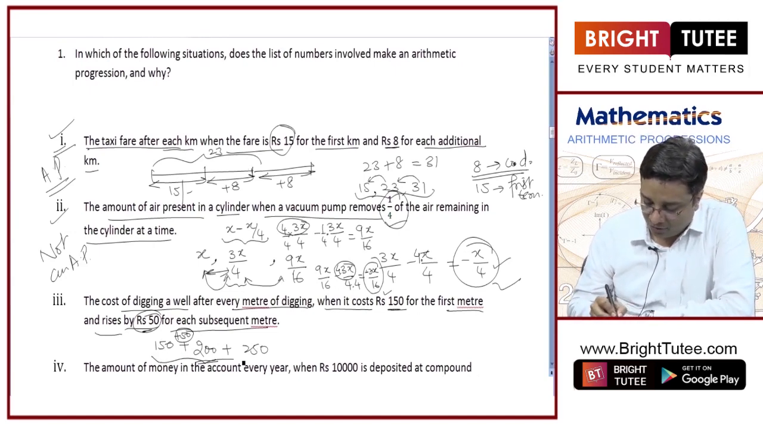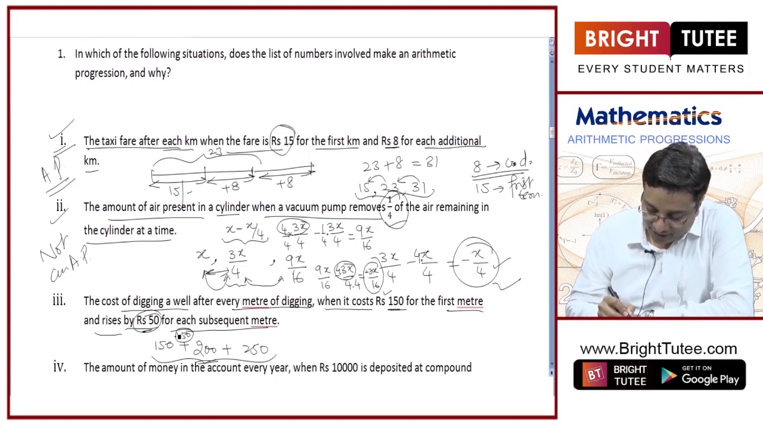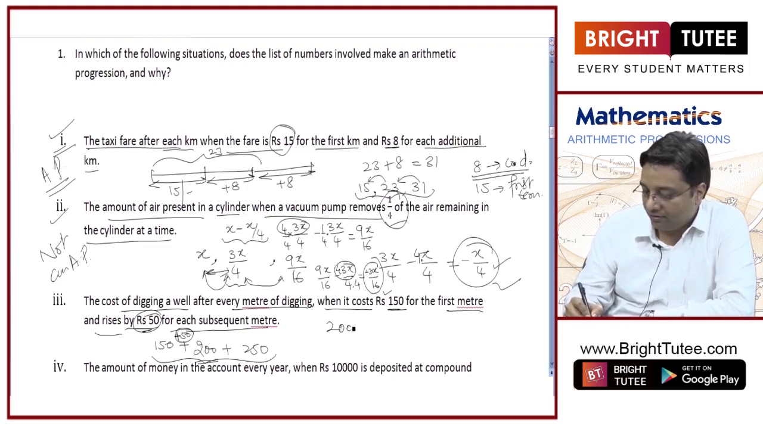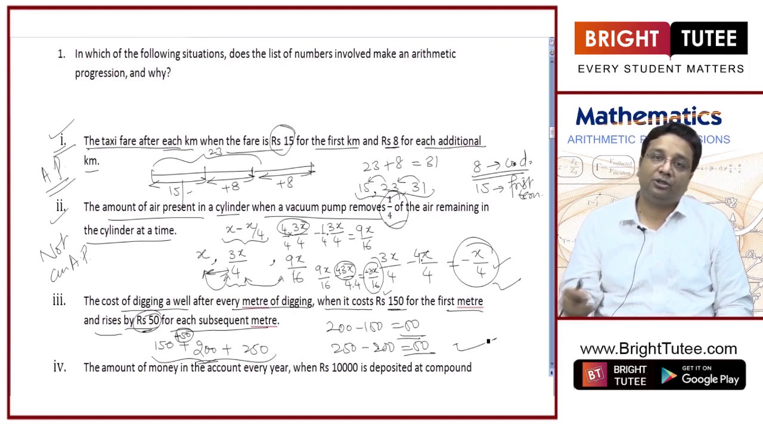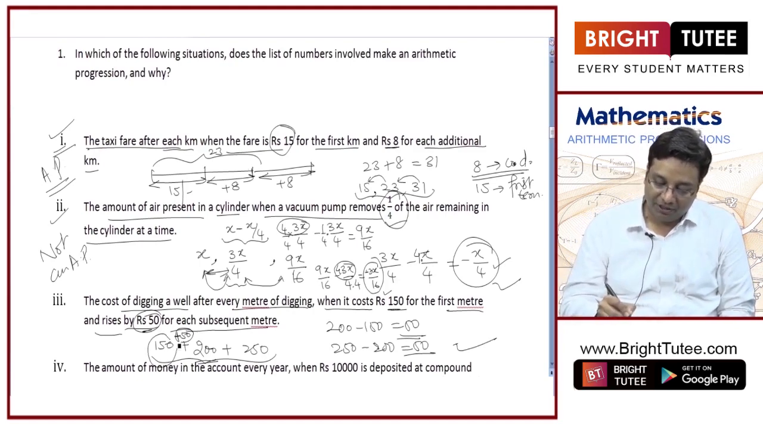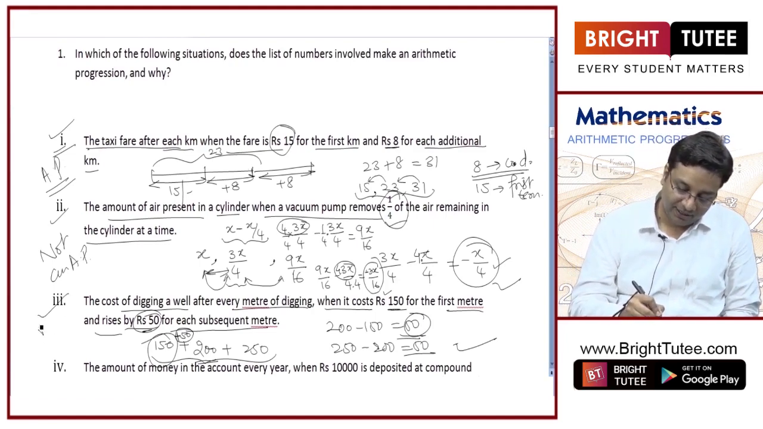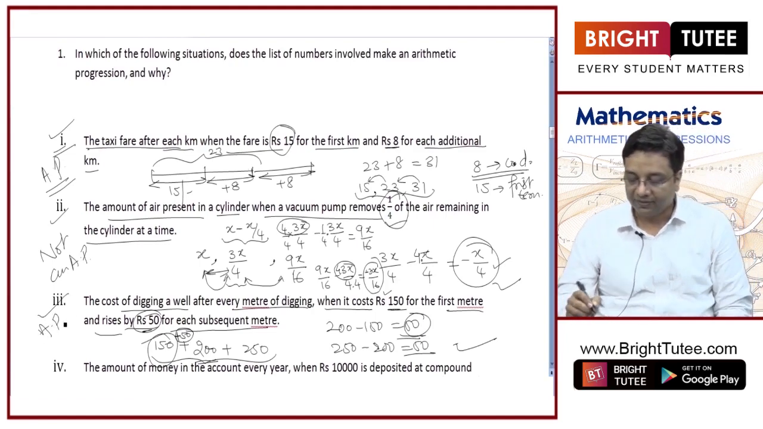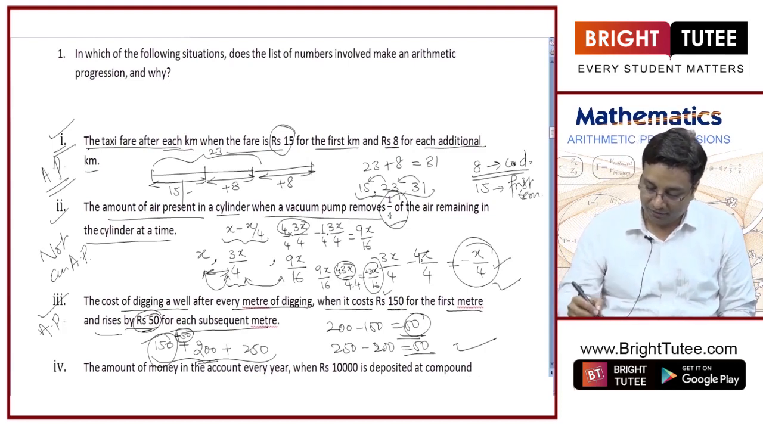So yes, it is following a pattern and it is an arithmetic progression because you are adding the common difference to get the next term. And obviously, the difference will be 50 in every case. So yes, it is also an AP where the first term is 150 and the common difference is 50. Yes, it is an AP. Right? Let's move to the next question.